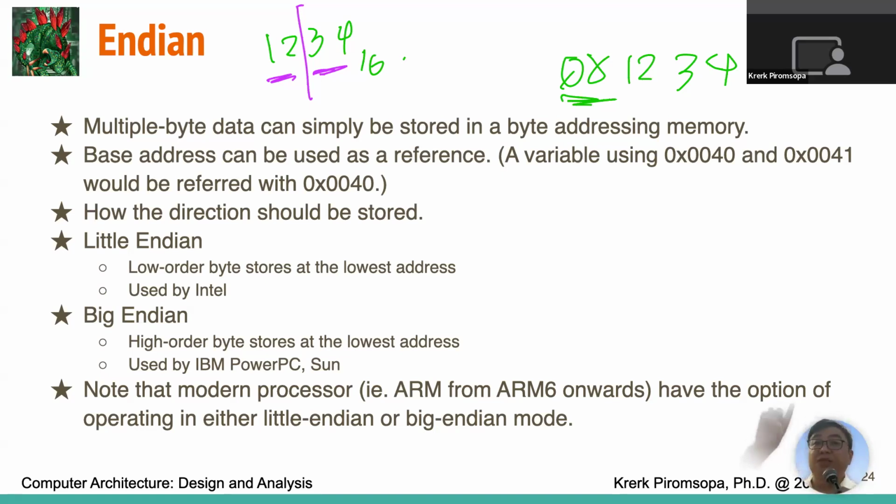Base 16 means one number needs 4 bits. So 2 numbers is 1 byte. So if I have 4 numbers, that would be 2 bytes.